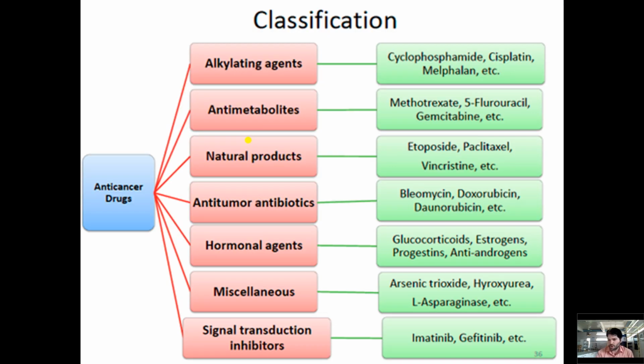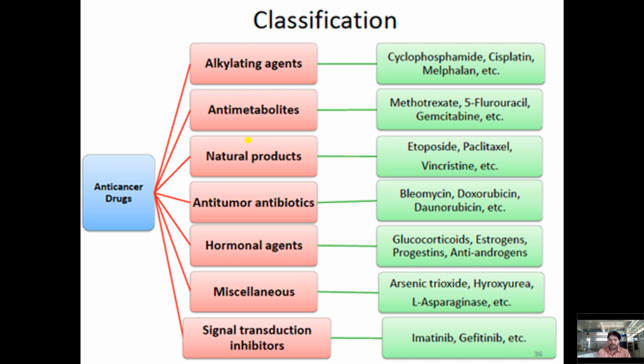So, this is the common classification of anti-cancer agents. Alkylating agents include cyclophosphamide, cisplatin, melphalan. Antimetabolites, the common drugs, are methotrexate, 5-fluorouracil, gemcitabine, etc. Natural products like etoposide, paclitaxel, vincristine, etc. Then anti-tumor antibiotics like bleomycin, doxorubicin, daunorubicin, and hormonal agents like glucocorticoids, estrogen, progestin, and anti-androgens.